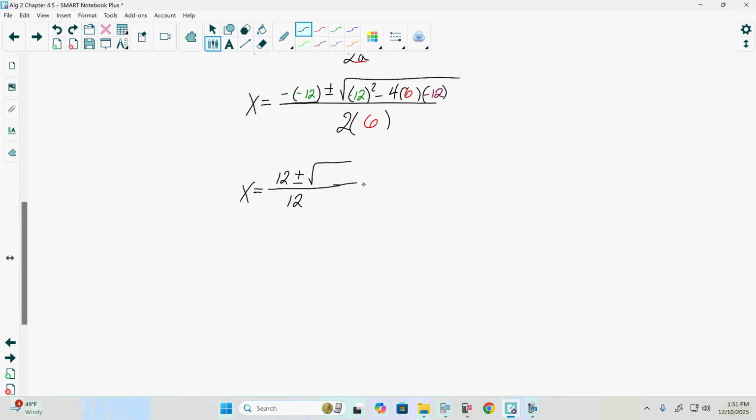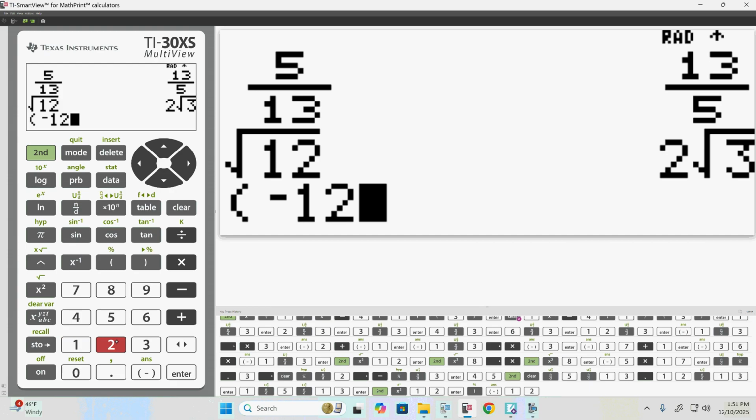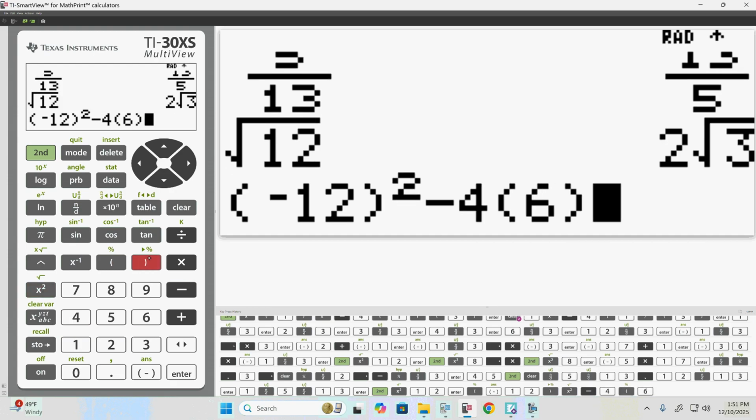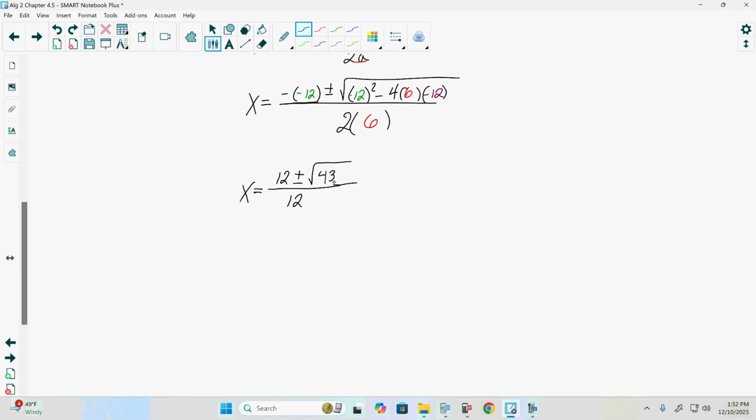Now at this point here, I would simplify everything inside the radical. Our negative 12 squared minus 4 times 6 times negative 12. I'd pick one of the two calculators, either the 30xs or the graphing calculator, and type everything inside the radical. I wouldn't type the radical, but everything inside it into the calculator first. And it'll tell us that negative 12 squared minus 4 times 6 times negative 12 is 432.